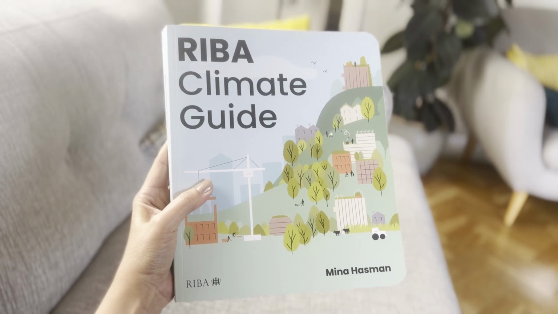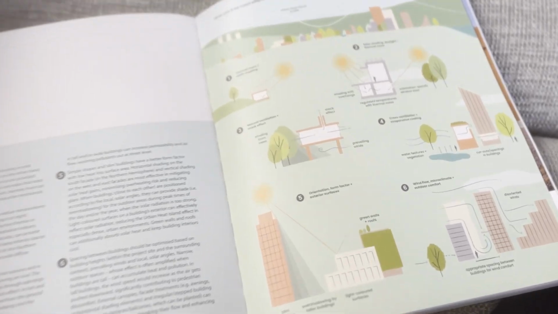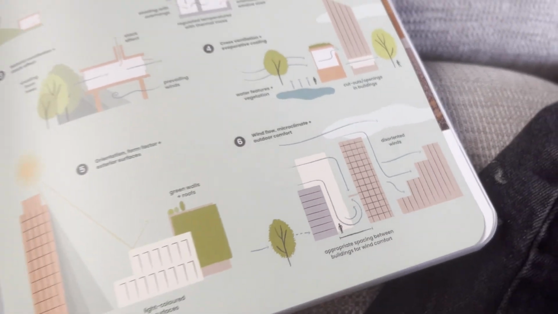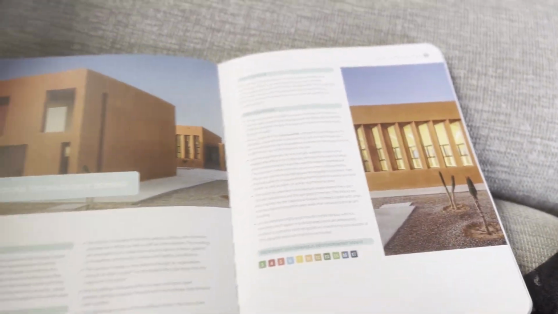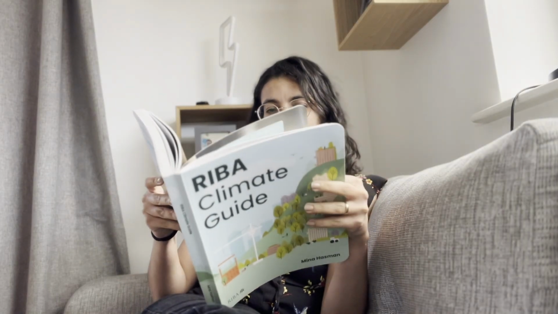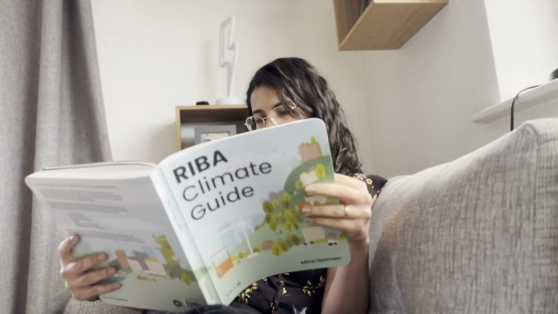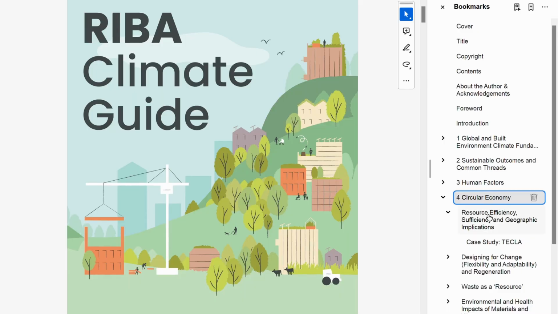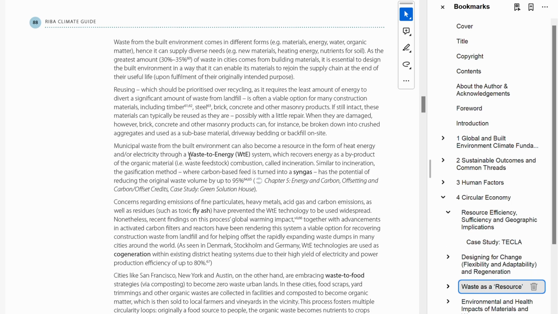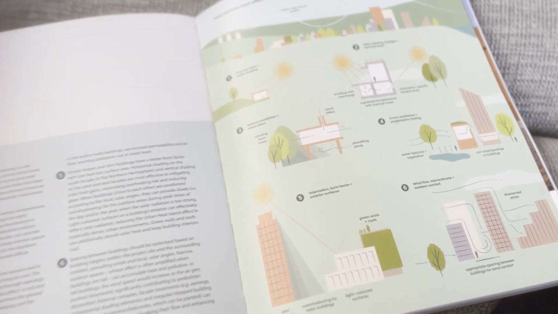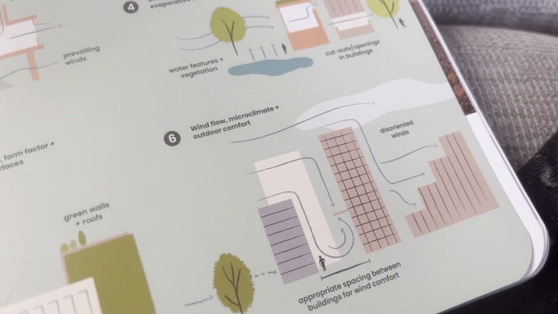A great place to start learning about these themes is Mina Hassman's RIBA Climate Guide, which goes into most of these subjects in detail, providing context, case studies, and easy-to-understand diagrams, and that summarizes the latest research relating to the themes. So, say for example, we want to learn more about waste as a resource in the circular economy theme, we can navigate to the chapter and find the section and then see that the sub-themes are highlighted and contextualized. Some of these strategies are also presented in nice diagrams.